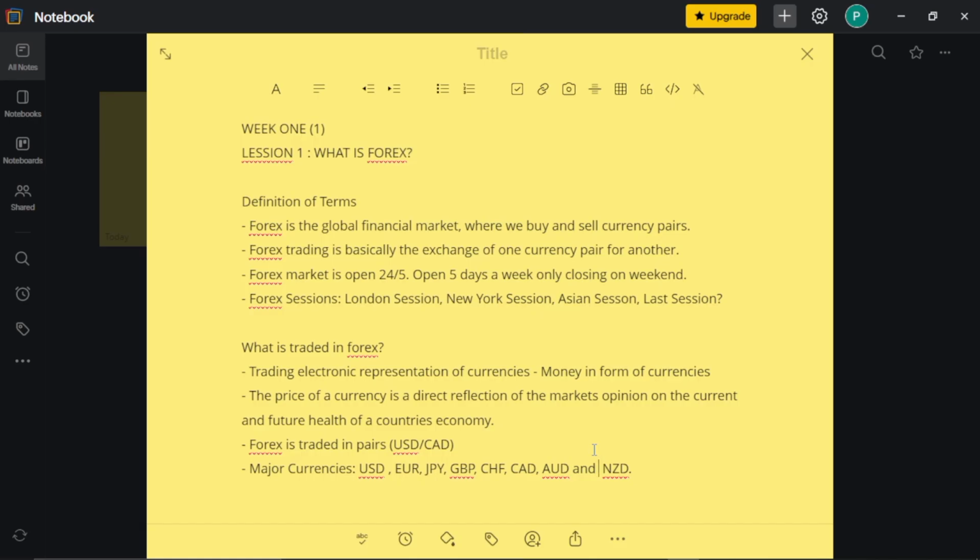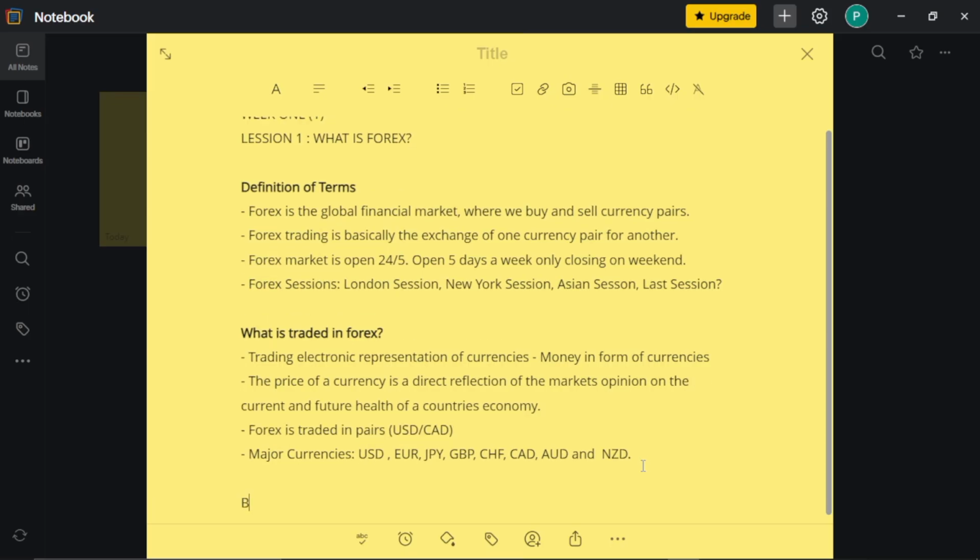These are the major currencies, not major currency pairs now. I mean major currencies. Okay, let me make this bold so you know that it is a subhead. So these are the major currencies, right? One thing you have to understand is that there are also other currencies that are pretty important, but these are the ones that are recognized as major currencies. So now the next subheading we are going to be discussing still under this topic is buying and selling currency pairs.